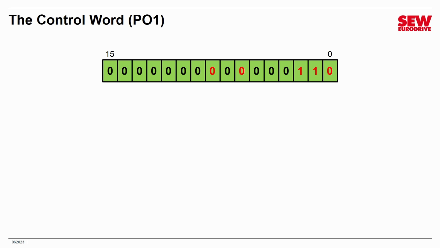We'll talk about PO1 first. That's the control word. It has 5 bits in it that control how the MOVIMOT behaves. All the other bits are don't cares, so the bits in red are the important ones. The first 3 bits, 0 through 2, tell the MOVIMOT to either run or stop. If you send a 110, it will run, and if you send a 010, it will stop.